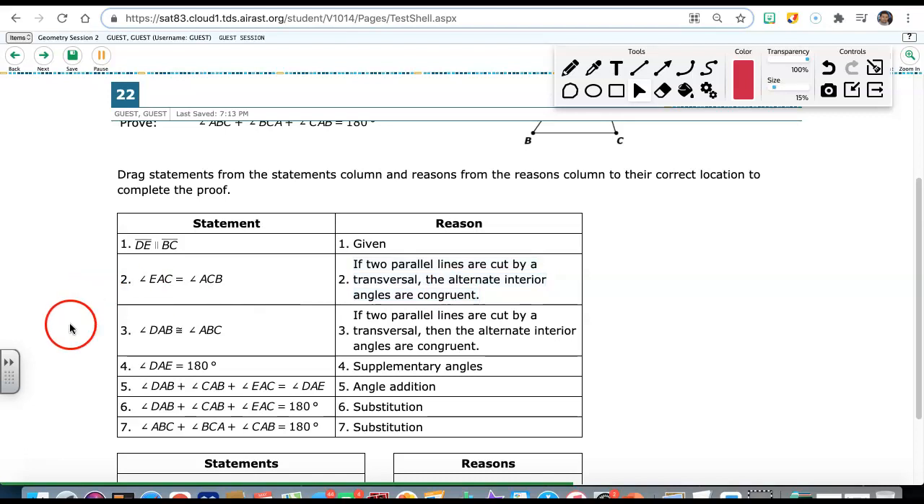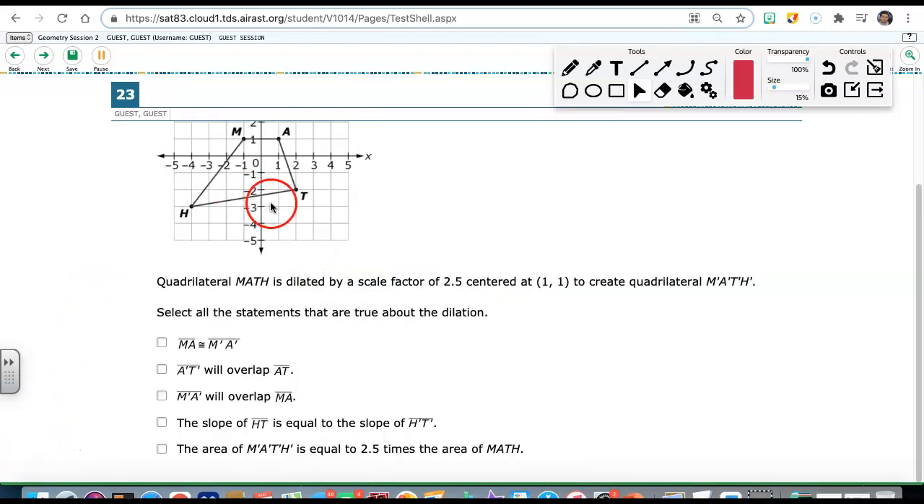All right. Next one, 23. Let's go. All right, question number 23. Quadrilateral MATH is dilated by a scale factor of 2.5, centered at 1, 1, to create quadrilateral M prime, A prime, T prime, and H prime. So this is a transformation, and it's going to be a dilation, so it's going to get bigger. Select the statements that are true about the dilation.